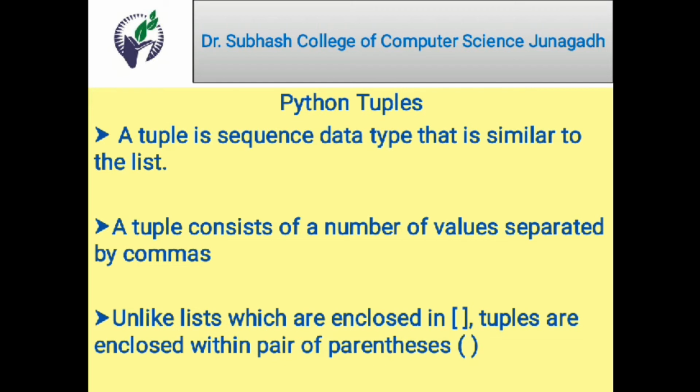But here, unlike list, which is enclosed in square brackets, tuples are enclosed within a pair of parentheses. That is the one major difference, first we can say. Here, instead of the square brackets that we have used in the list, we will use parentheses, a set of parentheses, left parenthesis and right parenthesis, and values will be stored separated by comma.